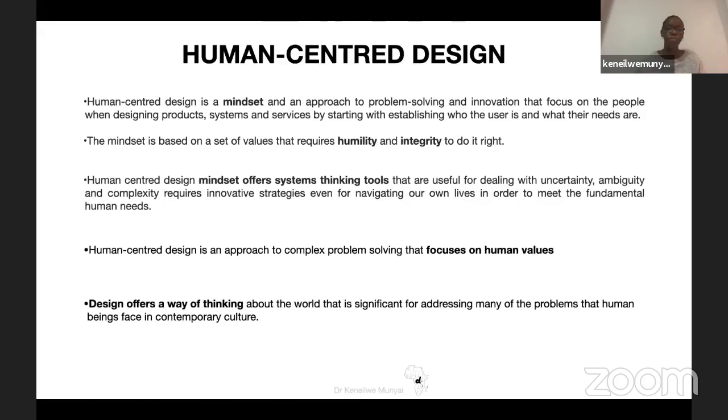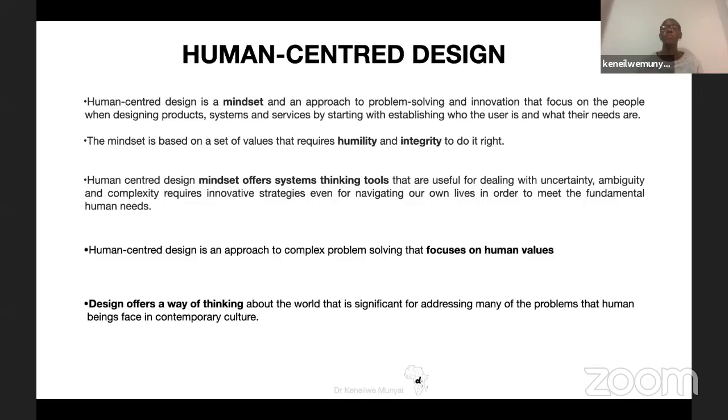So now talking about the human-centered aspect of the approach. Human-centered design is a mindset and an approach to problem solving and innovation that focuses on people when designing, whether it's a product, system, or service. It's about starting with understanding and establishing who the people are. And then the mindset is based on a set of values that require humility and integrity to do it right.